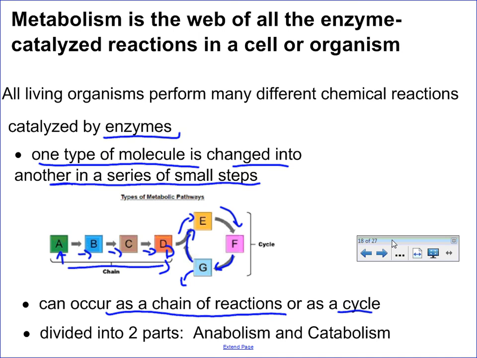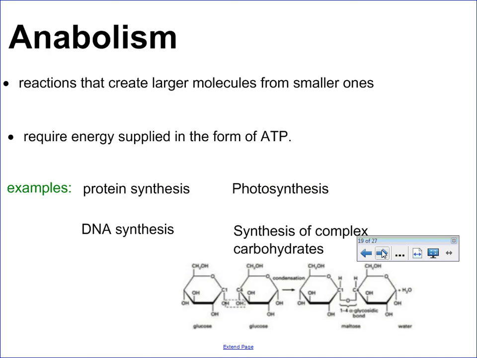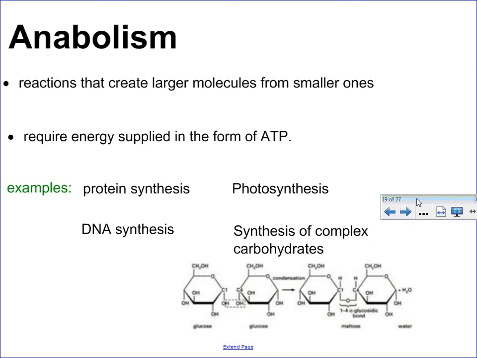All of these reactions can basically be divided into two parts. Reactions can be considered as anabolic reactions or catabolic reactions. In anabolism, these are reactions that create larger molecules from smaller molecules. So you take a bunch of small molecules and you build something bigger at the end. To do this, it will require an input of energy in the form of ATP.